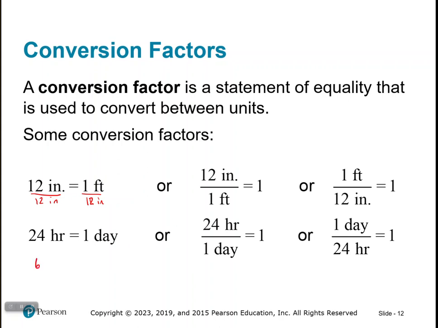This is true for 60 minutes equals 1 hour. So I could have 60 minutes per hour, or I could have 1 hour per 60 minutes. These are both equal to 1. They're the same thing represented, just how do we need to use it?